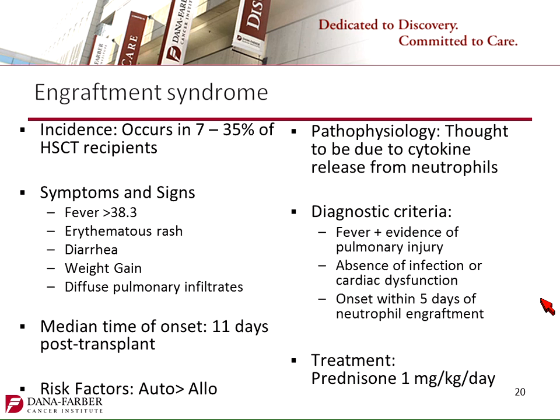So engraftment syndrome occurs in 7 to 35% of stem cell transplant patients. The signs and symptoms are high fevers, rash, diarrhea, weight gain, and diffuse infiltrates. The median time of onset is 11 days, so making it quite unlikely in this patient. The risk factors are an auto over an allo transplant, so again, less likely. And it's usually thought to be due to the release of cytokines by the neutrophils. The treatment, there's usually a prompt response to prednisone 1 mg per kg per day with a rapid taper.